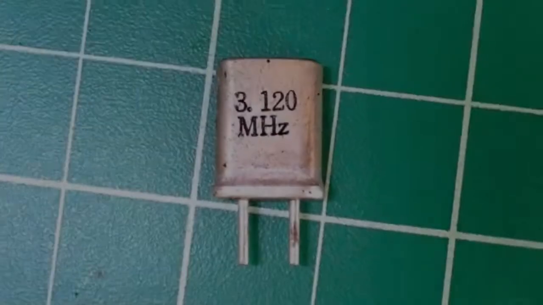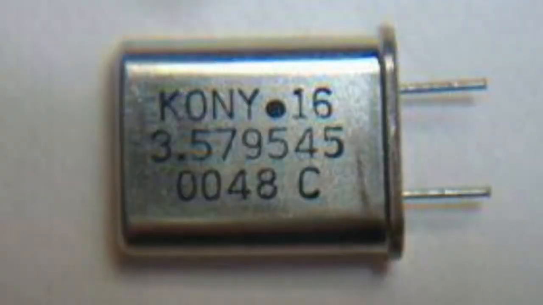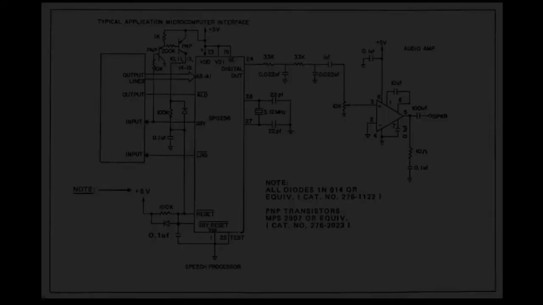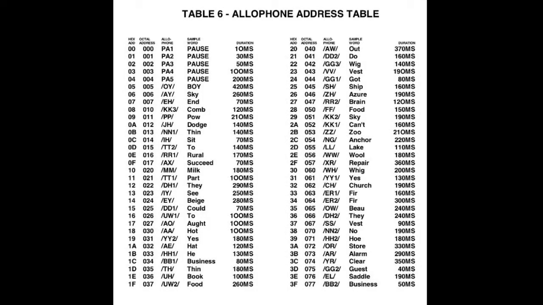The 3.12 MHz crystal that the SP0256 is spec'd for is a little hard to come by now, so I'm using a more commonly available 3.57 MHz crystal. The hardware side of the project from the book doesn't differ greatly from the SP0256 datasheet, as can be seen here. In summary, the SP0256 is a chip developed by General Instruments in the early 80s.